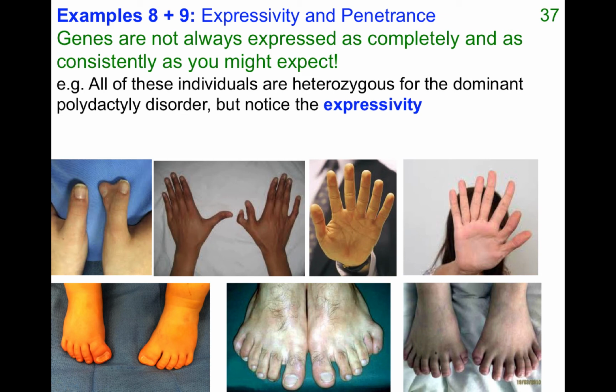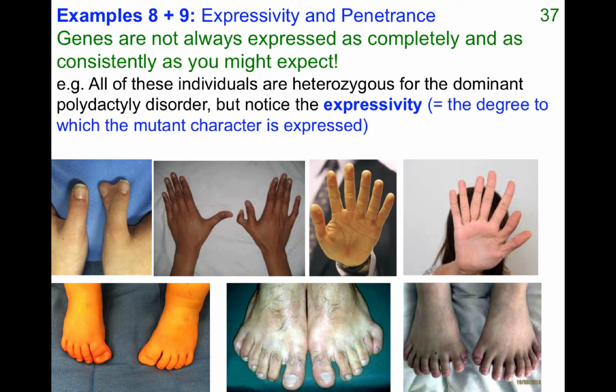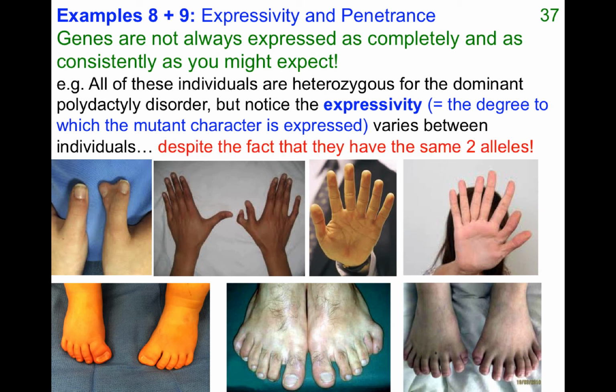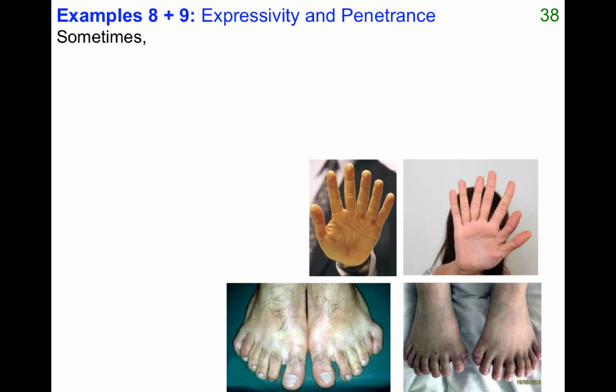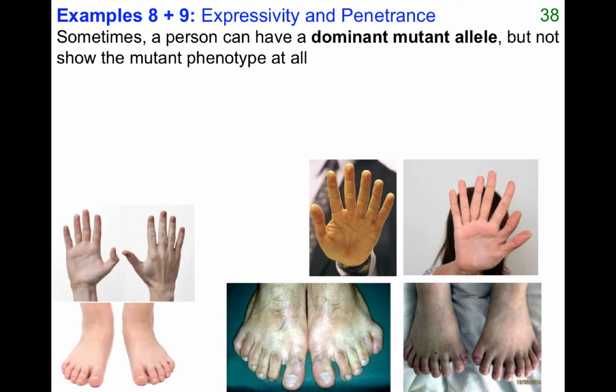This is what we call differences in expressivity: the degree to which this mutant character is expressed, the amount of extra digits you see, varies between individuals. Even though they have the exact same two alleles, the varying expressivity tells us that you can express that gene to different extents. Also, sometimes a person can have a dominant mutant allele, such as the one for polydactyly, and not show the mutant phenotype at all. They can have normal hands, normal feet, the normal 10 fingers and 10 toes, so they look totally wild type.